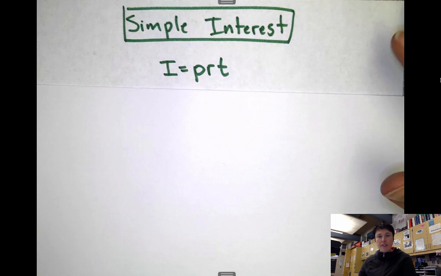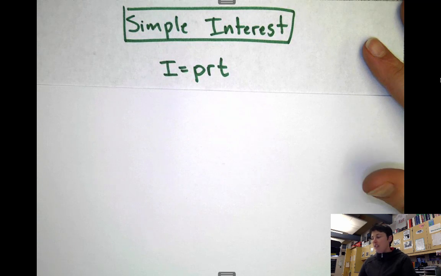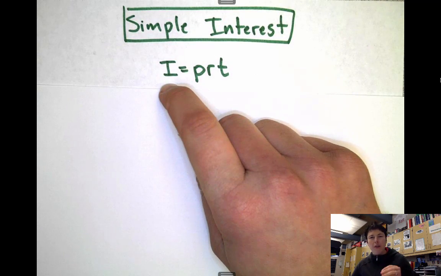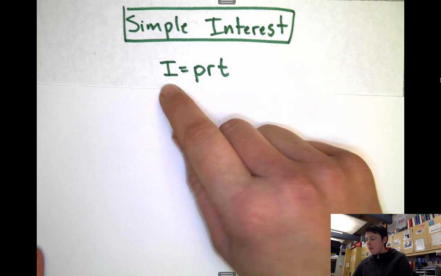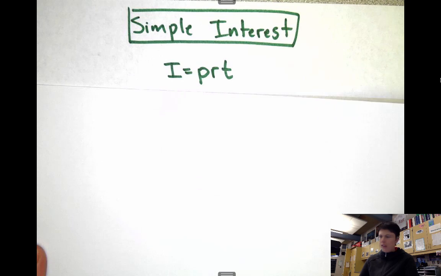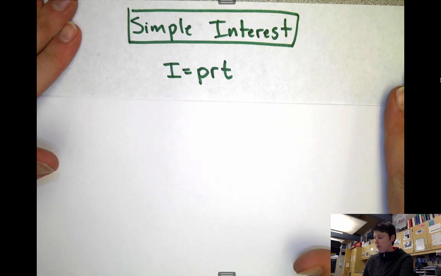And today, for this video, instead of solving for the interest, which is where we spend most of our time, we're going to solve for one of the other variables that are missing. So let's take a look at what that looks like. This is going to take a little bit more algebra to figure these out.